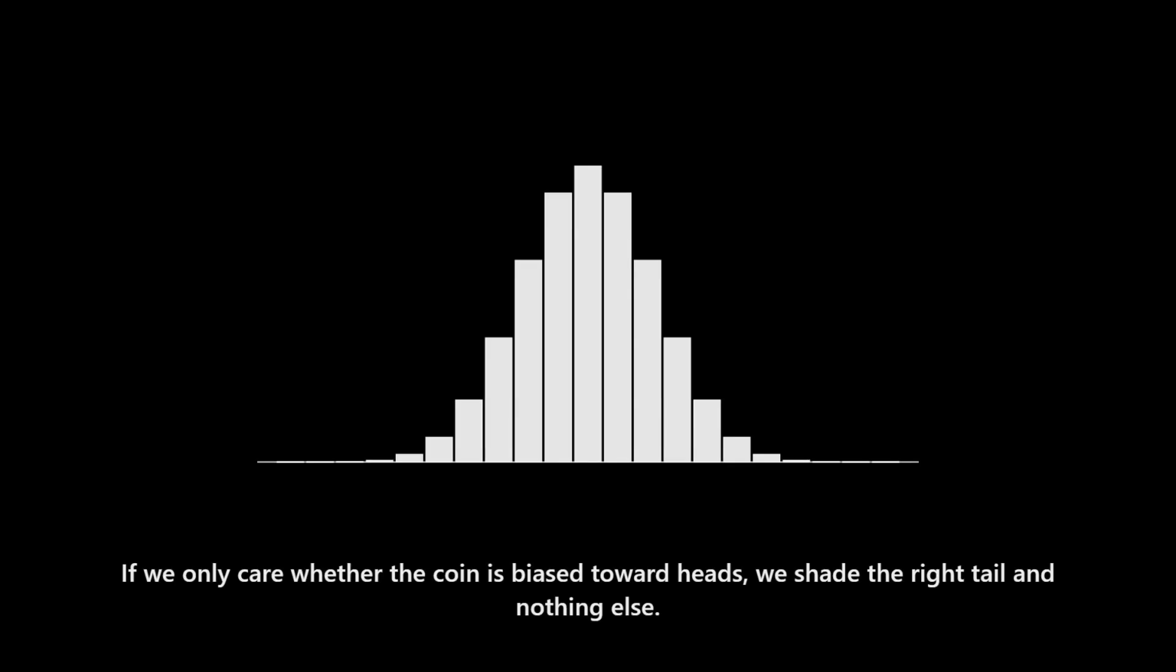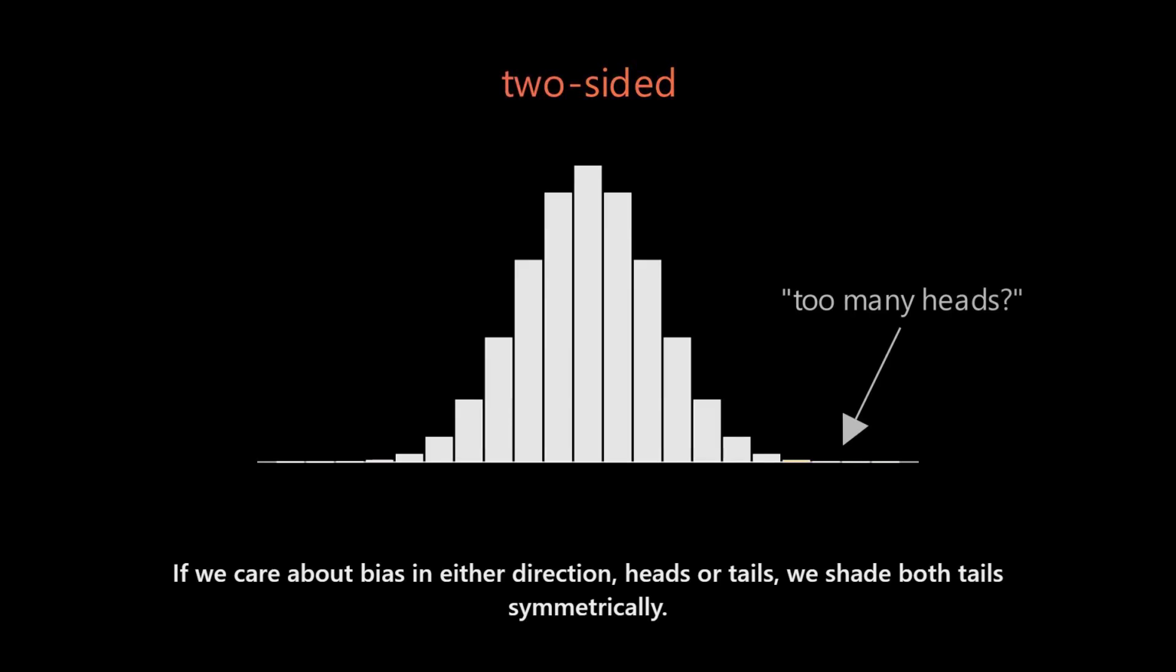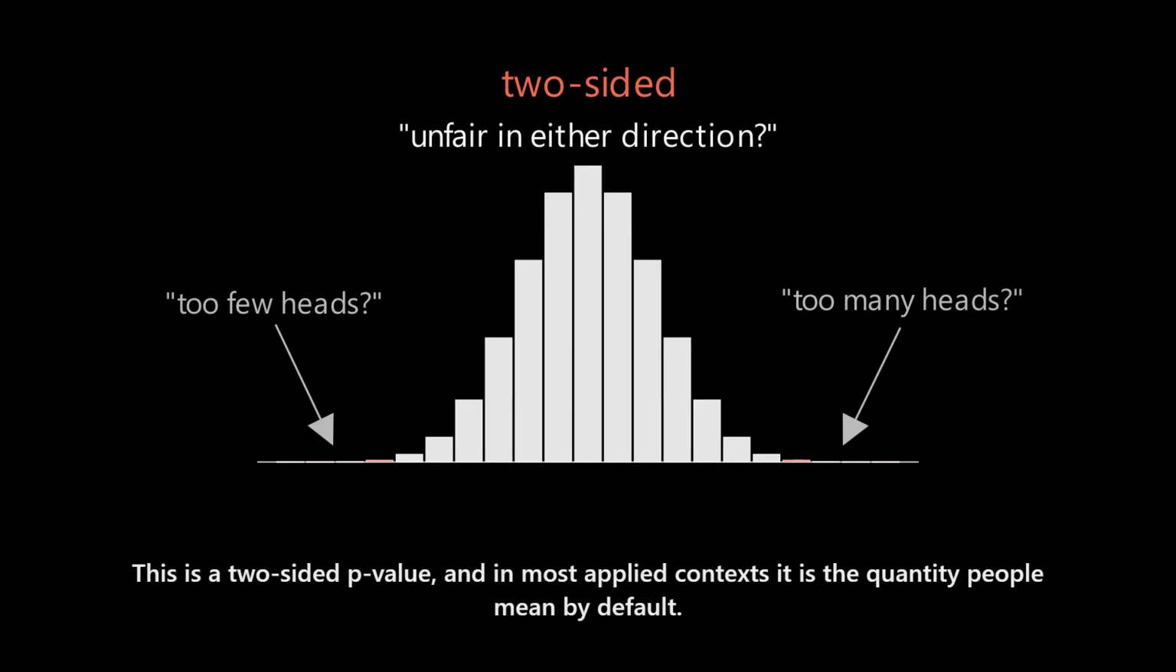If we only care whether the coin is biased toward heads, we shade the right tail and nothing else. This is a one-sided p-value. If we care about bias in either direction, heads or tails, we shade both tails symmetrically. This is a two-sided p-value, and in most applied contexts, it is the quantity people mean by default.